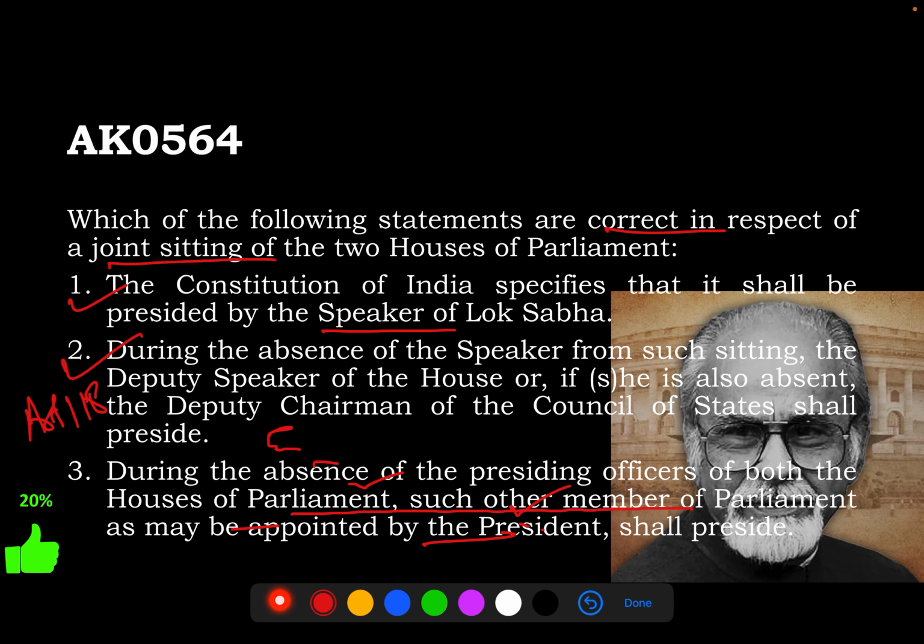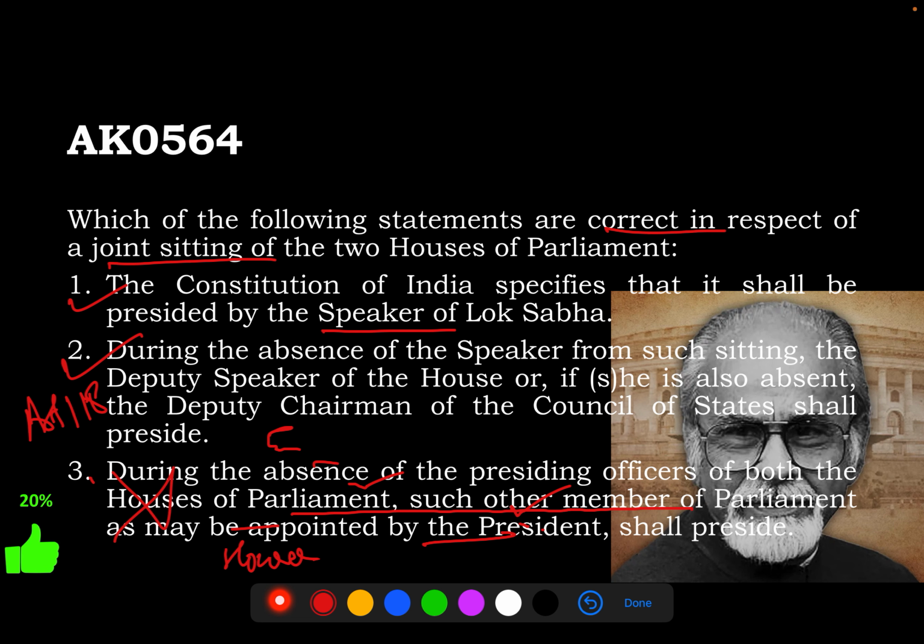And then the third statement says, during the absence of the presiding officer of both the houses, such other member of parliament as may be appointed by the president shall preside. So this is wrong. It is not the president who will decide. In this case, it is the houses together who have assembled for joint sitting. They will decide who will preside on that particular day. So the third statement is wrong.